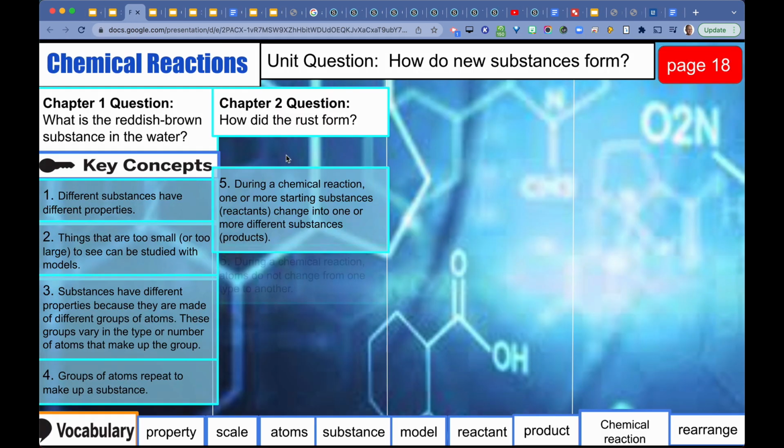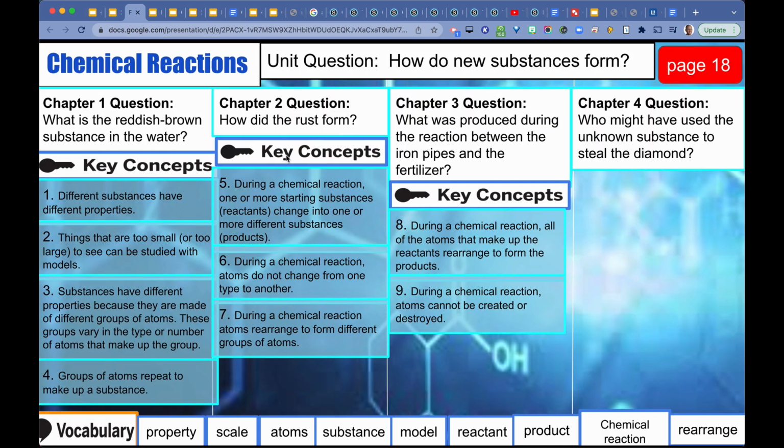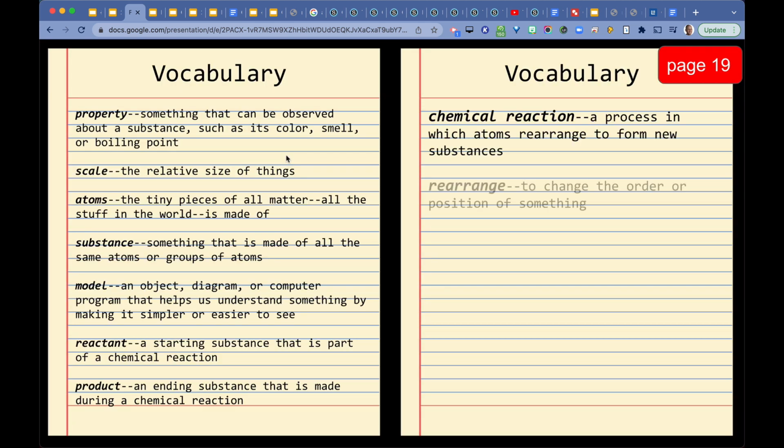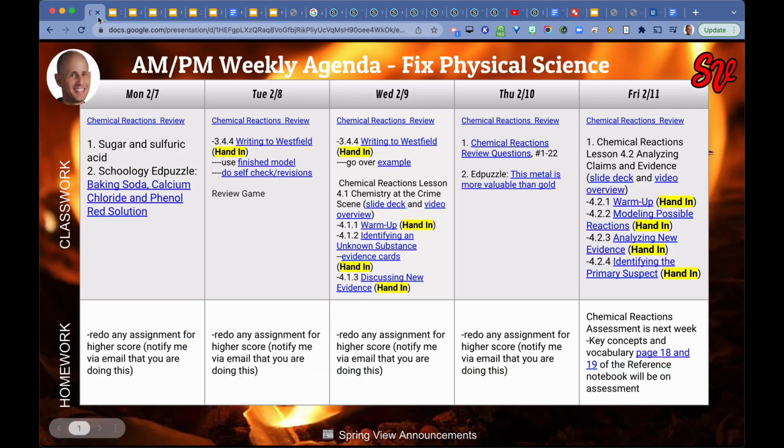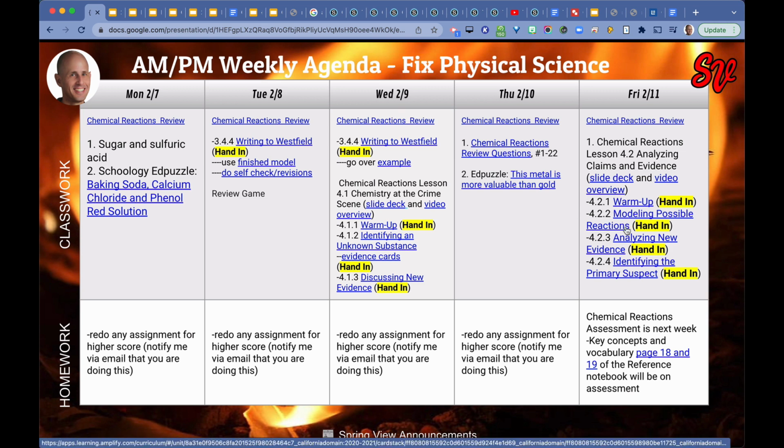So here are the key concepts that they have on page 18 of the reference notebook, and here are all the vocabulary words they have on page 19 of the reference notebook. So that's going to be on the assessment. Then on Friday, we did chemical reactions lesson 4.2, analyzing claims and evidence, and we did that lesson. Oh, also on Thursday, they did the Edpuzzle, metal is more valuable than gold.